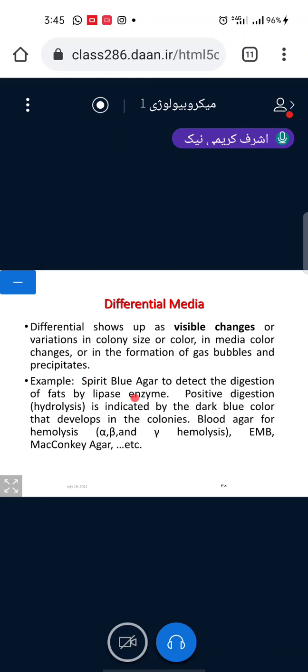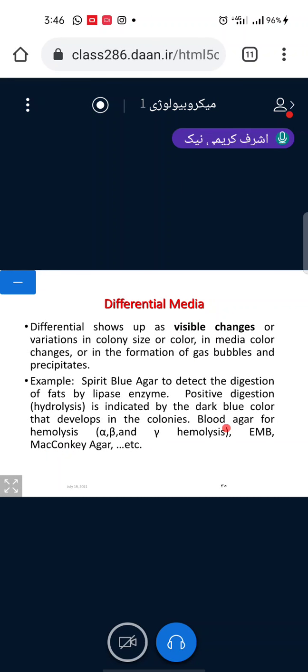Example, spirit blue agar to detect the digestion of fats by lipase enzyme. Positive digestion, hydrolysis, is indicated by dark blue color that develops in the colonies. Blood agar for hemolysis: alpha, beta, and gamma hemolysis. EMB, MacConkey agar, and other examples are differential media.